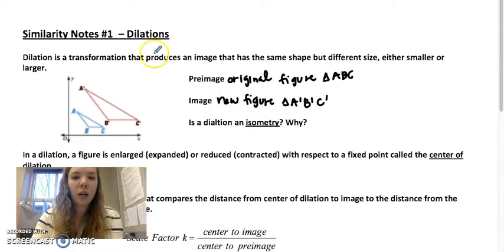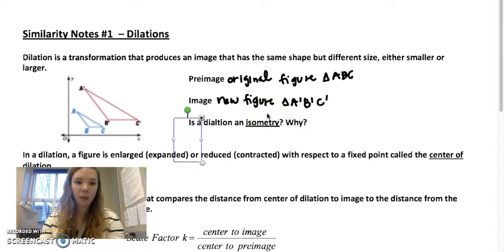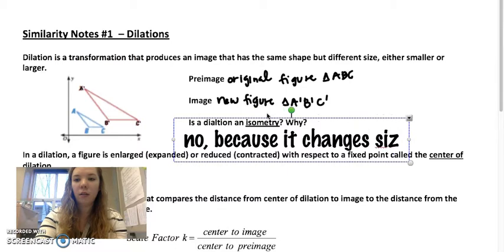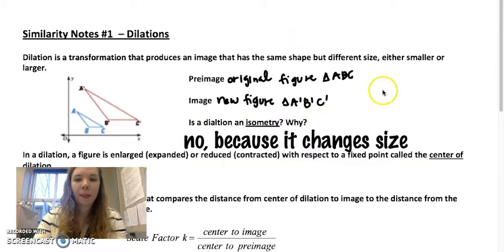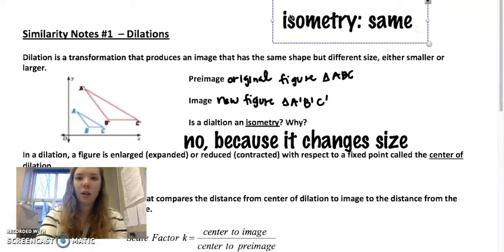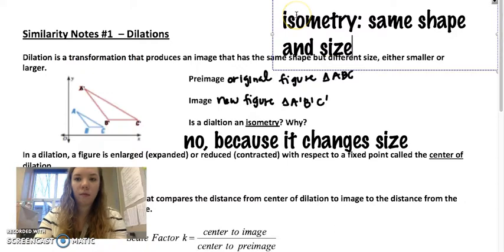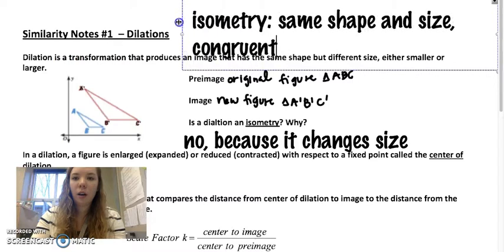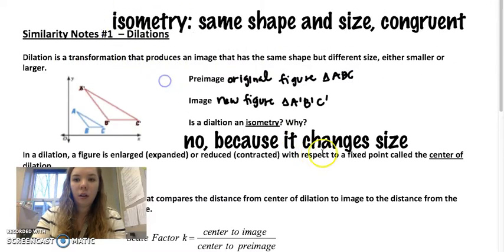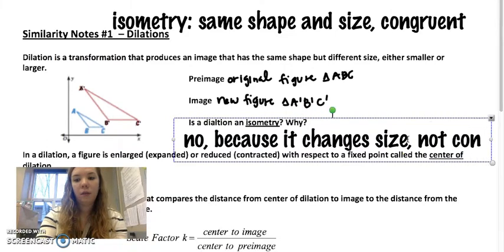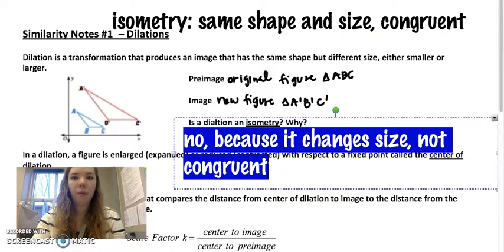Is a dilation an isometry, and why? Isometry means that it has the same shape and size. So we would say no, because it changes size. And then if you want a review of isometry, you might want to add this, same shape and size, or congruent. Okay, so these are not congruent. That might be helpful also.